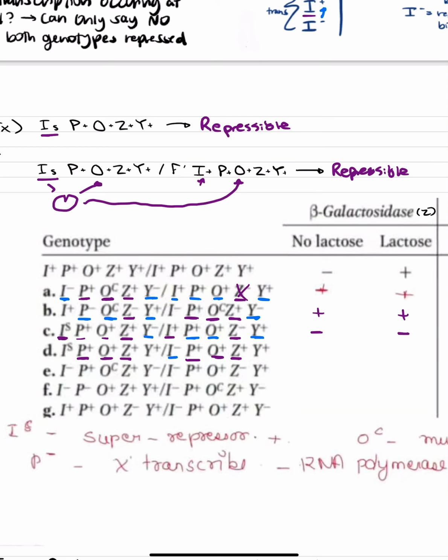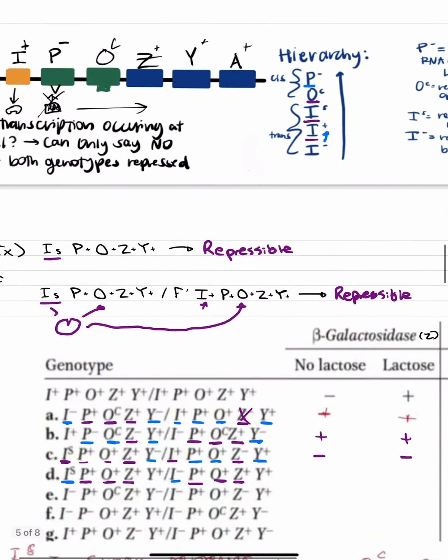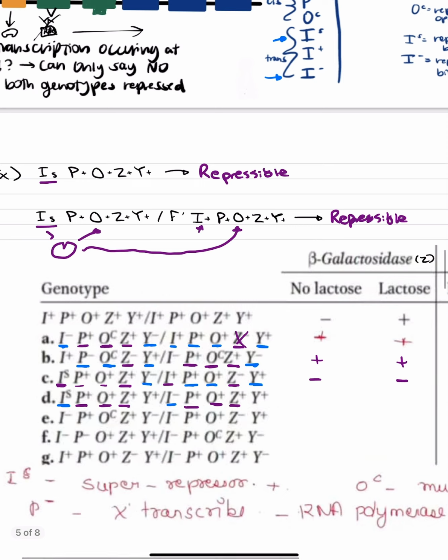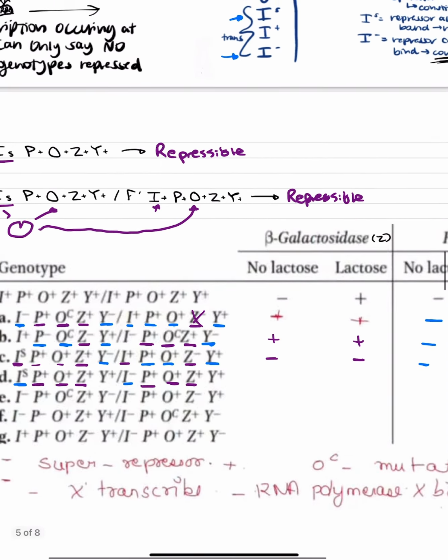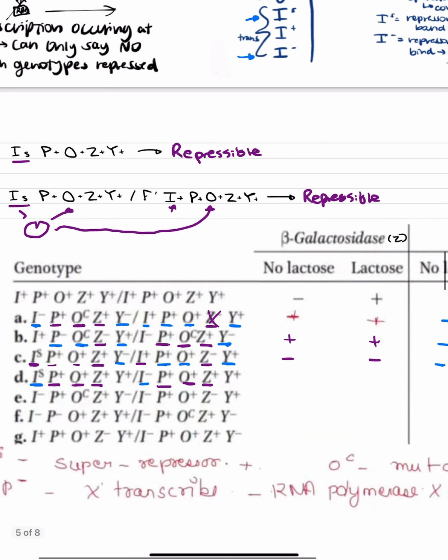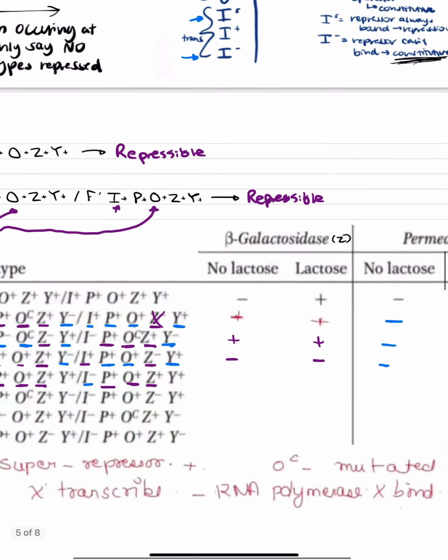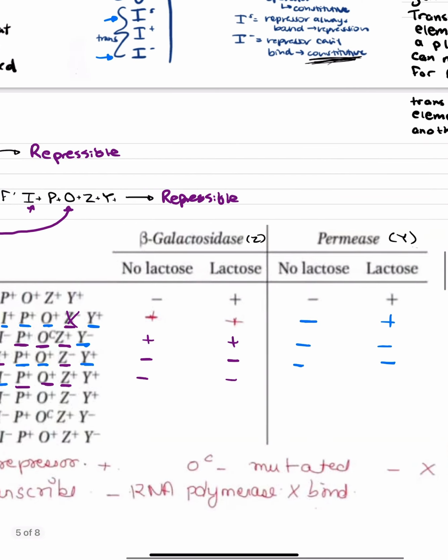Now we have to compare between both of the trans-acting sequences. Here we have an I minus, here we have an IS. IS is higher on the hierarchy than I minus. That's going to result in super repressed expression, meaning that there's going to be no expression occurring. And since we have IS, it's not going to allow for the transcription of any of the genes, for either Z or for Y.